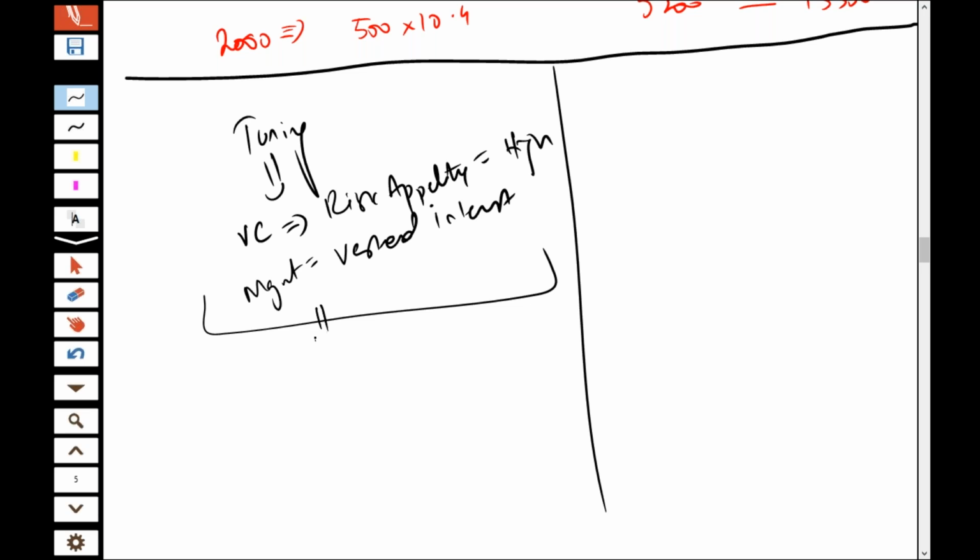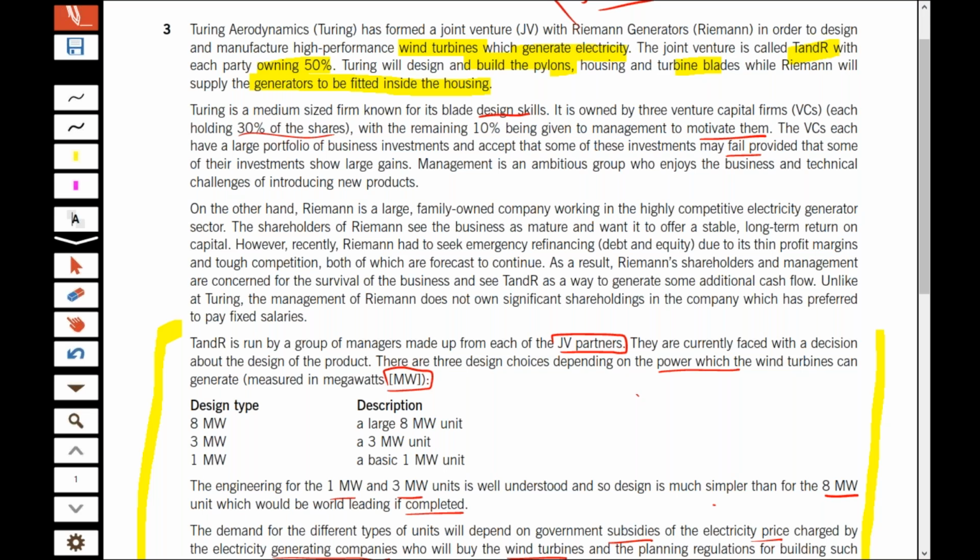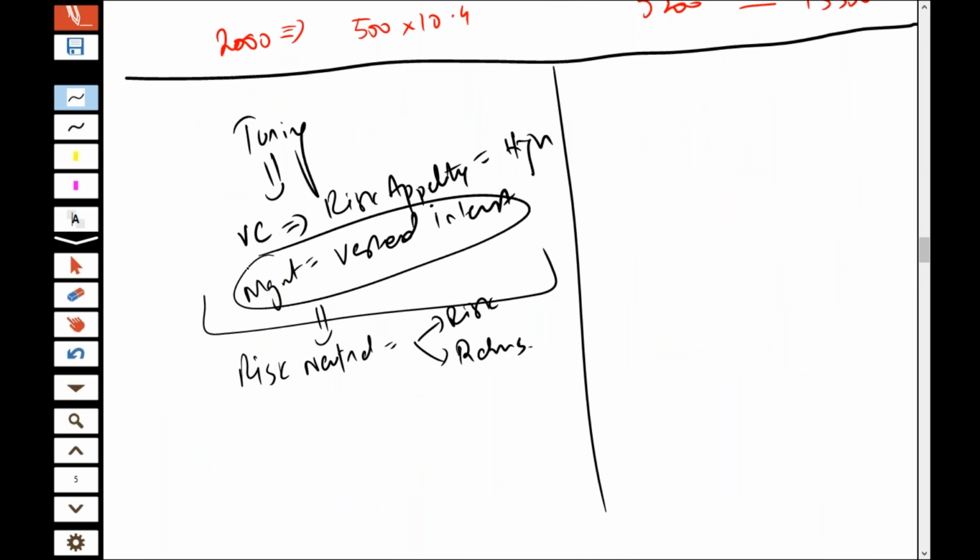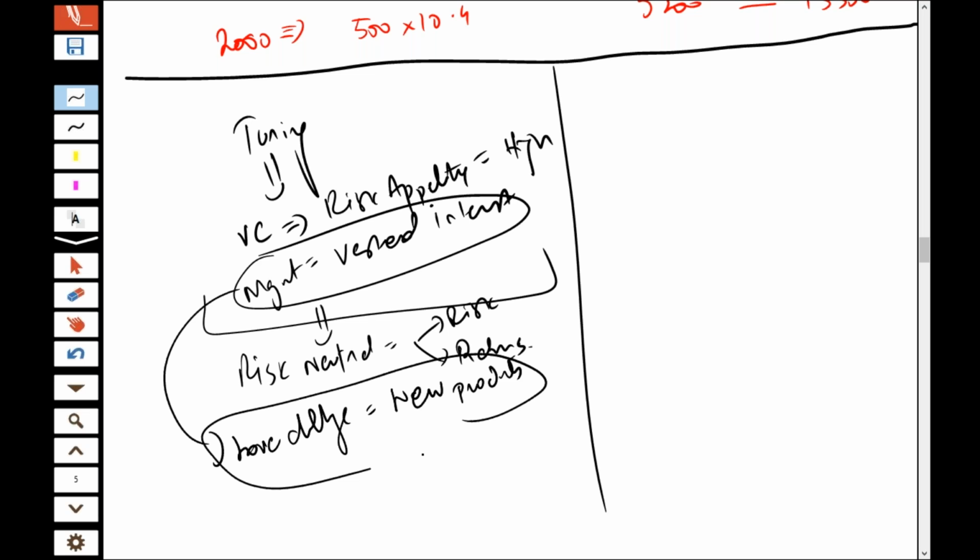So generally the risk appetite is high, but in this specific scenario, they seem to be risk neutral. They're willing to take the risk at a place, but at the same time, they're eyeing the returns also. It says management is an ambitious group who enjoys the business and technical challenges of introducing new products. So the management has a vested interest and they love challenges and they want to introduce new products.